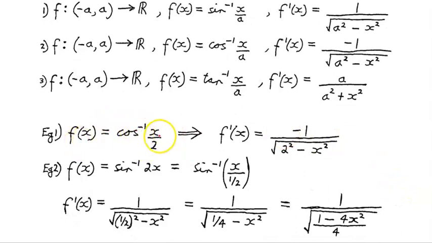Let's start with the first one. f of x is inverse cos x on 2. Okay, then straight application of rule number 2. f prime of x is minus 1 on 2 squared minus x squared, sorry. Where the a is, just put the 2 in there.